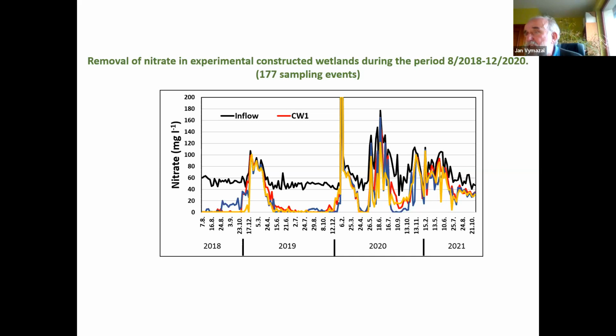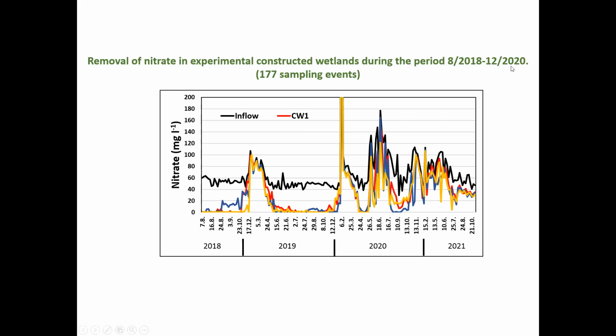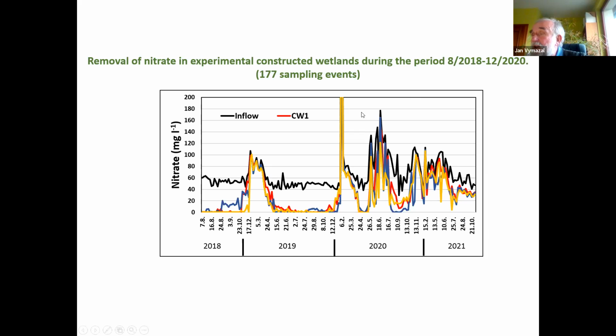We focus mostly on nitrate. We do have automatic samplers. We do have automatic flow meters, which provide measurements every 10 minutes. So there are a lot of numbers. So here we have data from August 2018 to December 2020. Sorry, it should be extended to the end of 2021. So it's nearly 180 samplings.